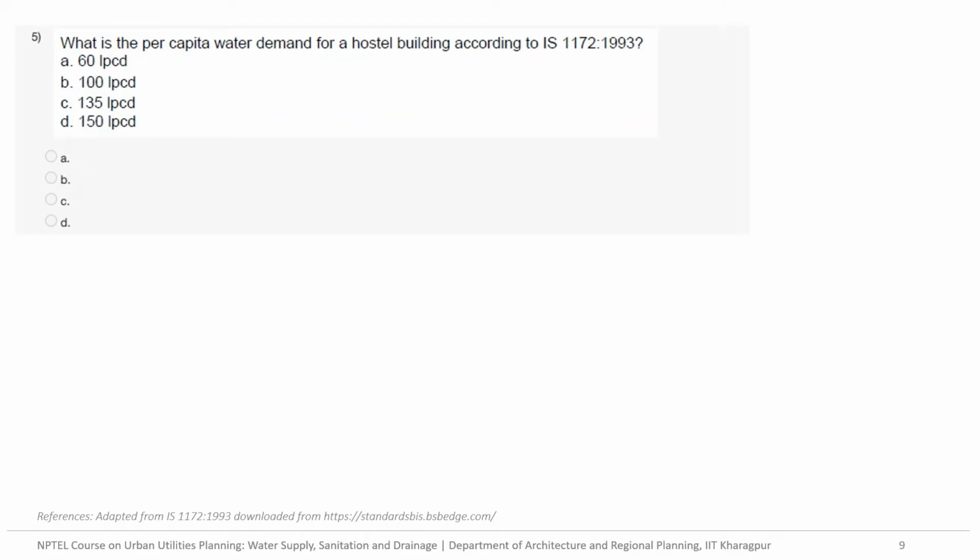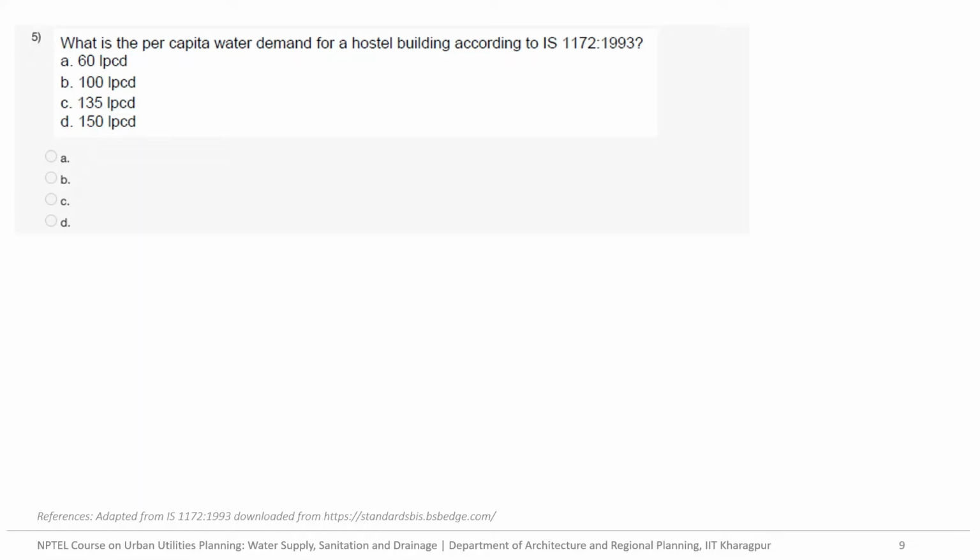Moving on to the next question. What is the per capita water demand for a hostel building according to IS 1172/1993? A, 60 LPCD, B, 100 LPCD, C, 135 LPCD, or D, 150 LPCD.